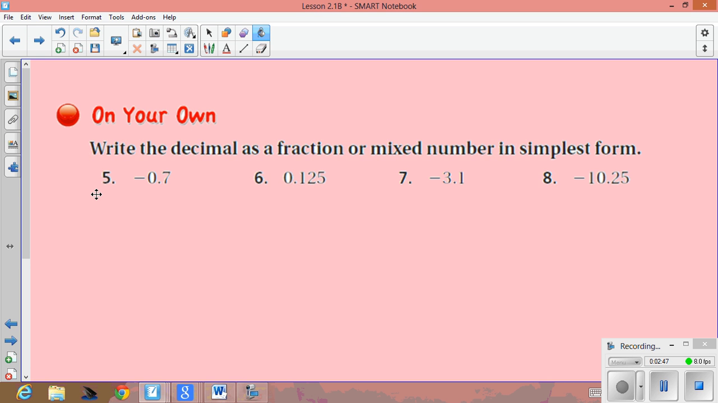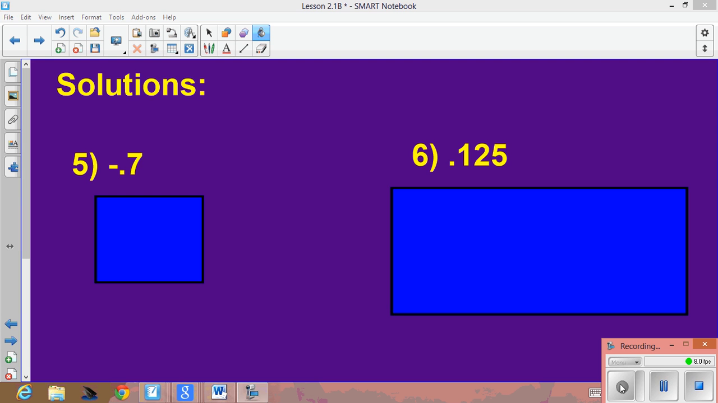So take these next few examples, please write them in your notebook, and whenever you're ready, unpause the video and we will go through all the solutions together. Okay, so here are the solutions to the next couple of problems.